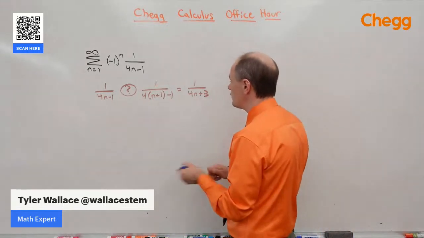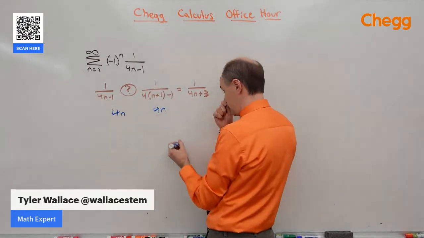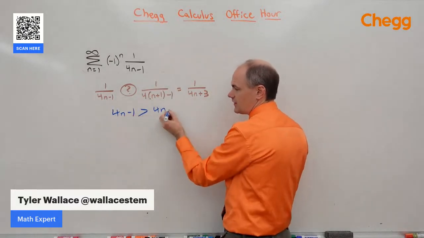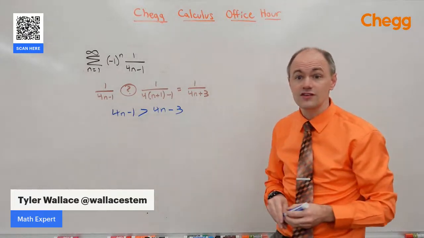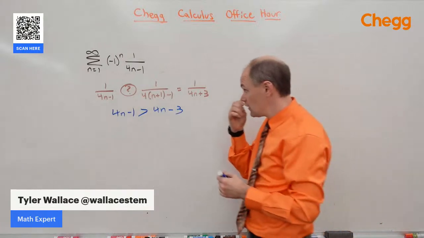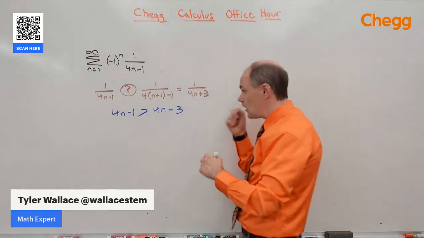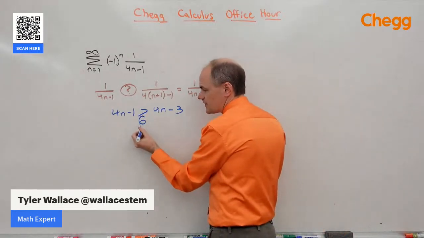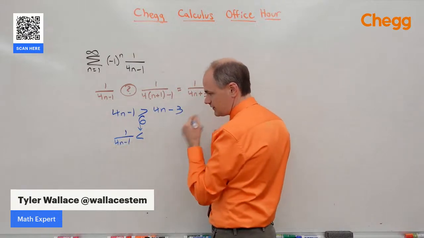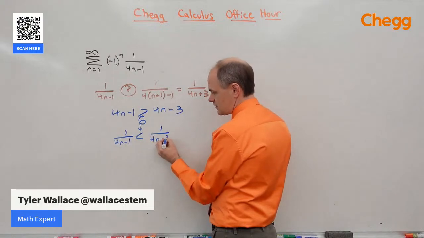Let's build it starting with what's in common. They both have 4n in common, right? 4n and 4n. If I do a minus 1, that's certainly going to be bigger than if I did a minus 3, because subtracting 3 is going to make it smaller than subtracting 1 will make it. Well, we don't want 4n minus 1 and 4n minus 3. We want their reciprocals. When we do the reciprocal, we're also going to flip the inequality symbol. And so 1 over 4n minus 1 is smaller than 1 over 4n minus 3.